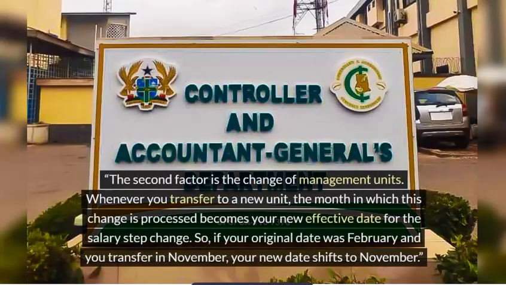The second factor is the change of management units. Whenever you transfer to a new unit, the month in which this change is processed becomes your new effective date for the salary step change. So, if your original date was February and you transfer in November, your new date shifts to November.